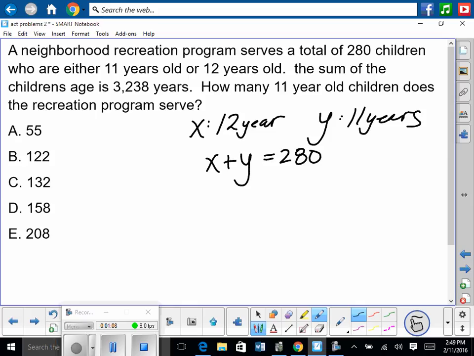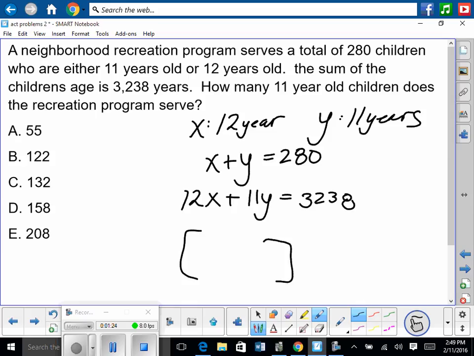So if you think about it, 12 times x, the number of people that are 12 years old, plus 11 times y will equal 3,238. Now let's just set up a matrix and solve it using our graphing calculator. 10 times quicker than solving it by hand, right? And then we're doing that.